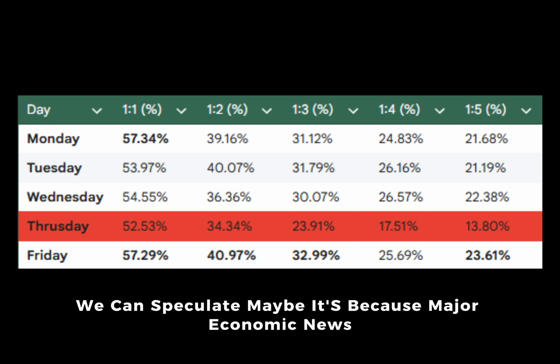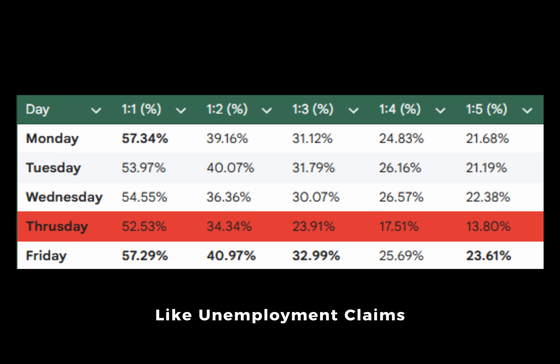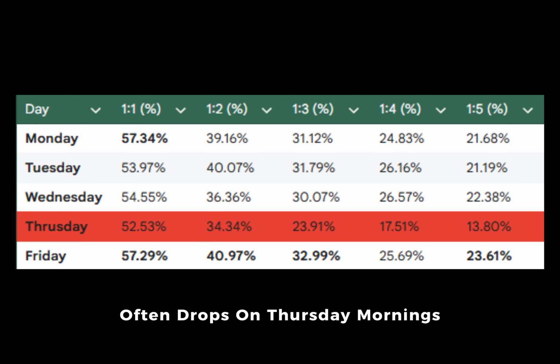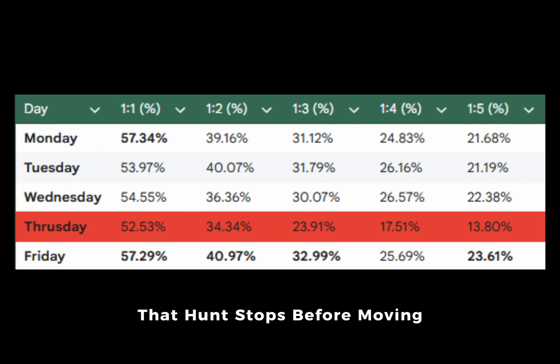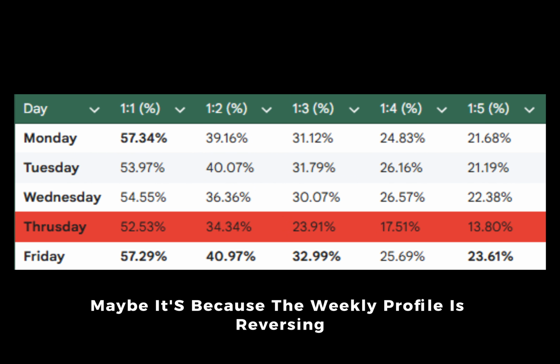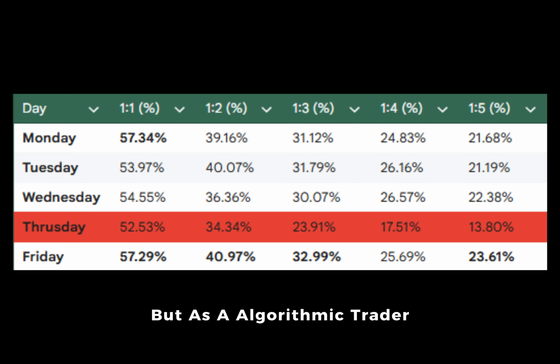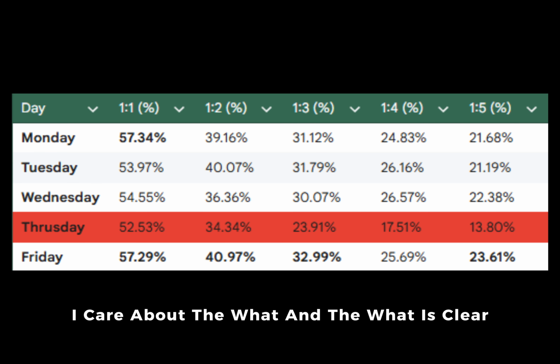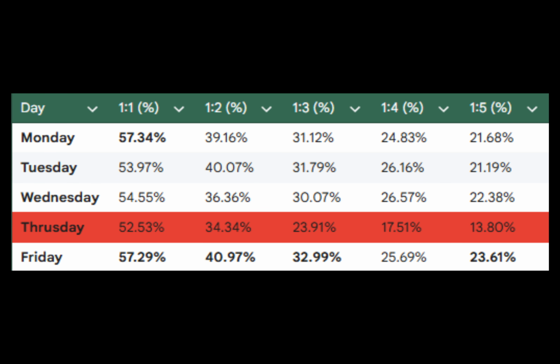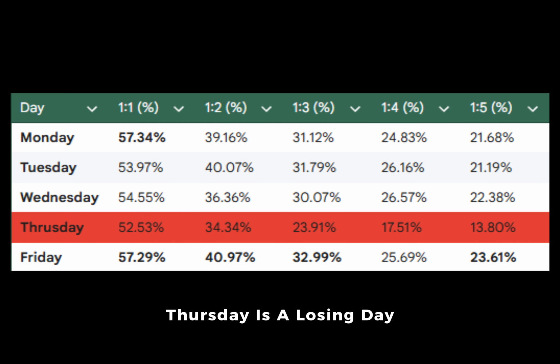Why? We can speculate. Maybe it's because major economic news like unemployment claims often drops on Thursday mornings, injecting chaotic volatility that hunts stops before moving. Maybe it's because the weekly profile is reversing. But as an algorithmic trader, I don't care about the why, I care about the what, and the what is clear. Thursday is a losing day.